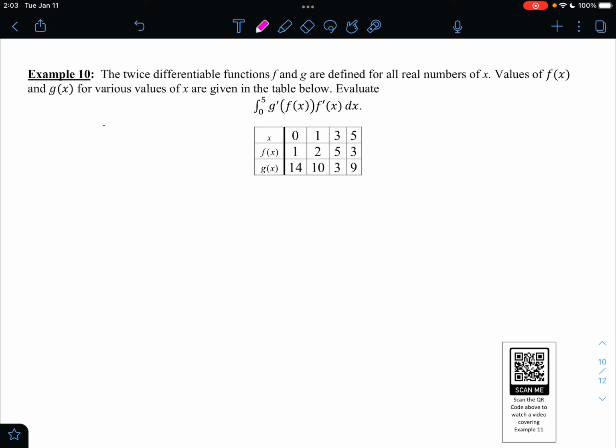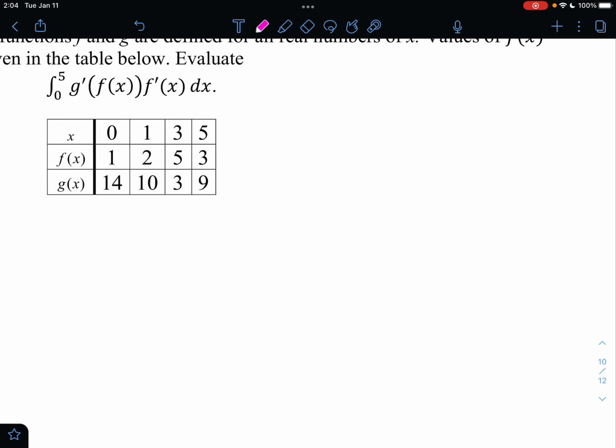Example 10. The twice differentiable functions f and g are defined for all real numbers x. Values of f and g for various values of x are given in the table below. Evaluate. All right, this is not going to be doable without substitution, so let's substitute. The inside function there is f. So our derivative would be f prime dx. Hey, look, that's exactly what this question was asking for, f prime dx.